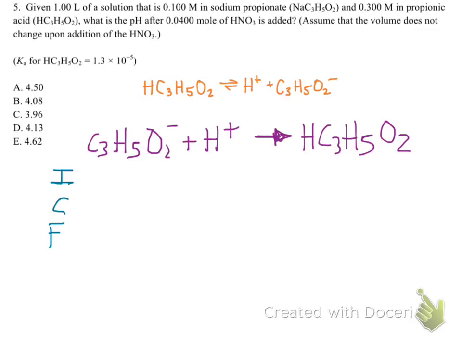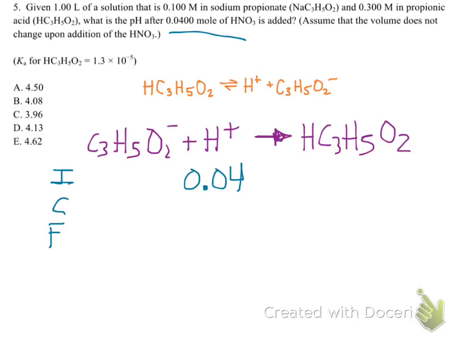Remember, ICF tables use moles. So one of these we're given the moles for. We're given the moles of the H+. So I'm just going to plug in 0.04 right here. But now we need to figure out the moles of our weak acid and conjugate weak base. So let's do just that.